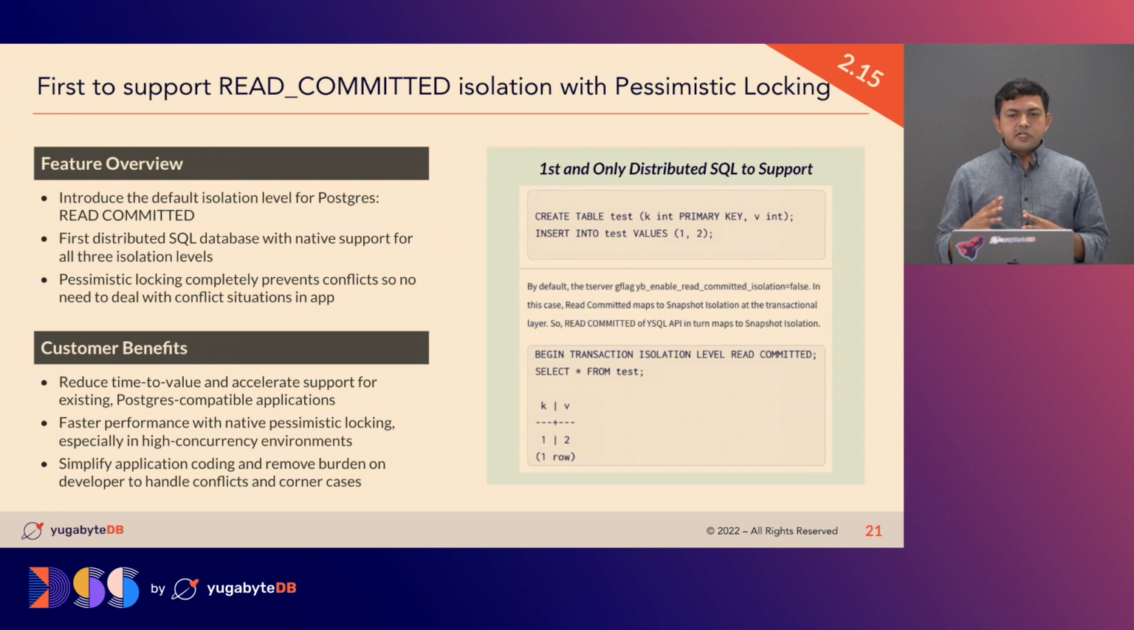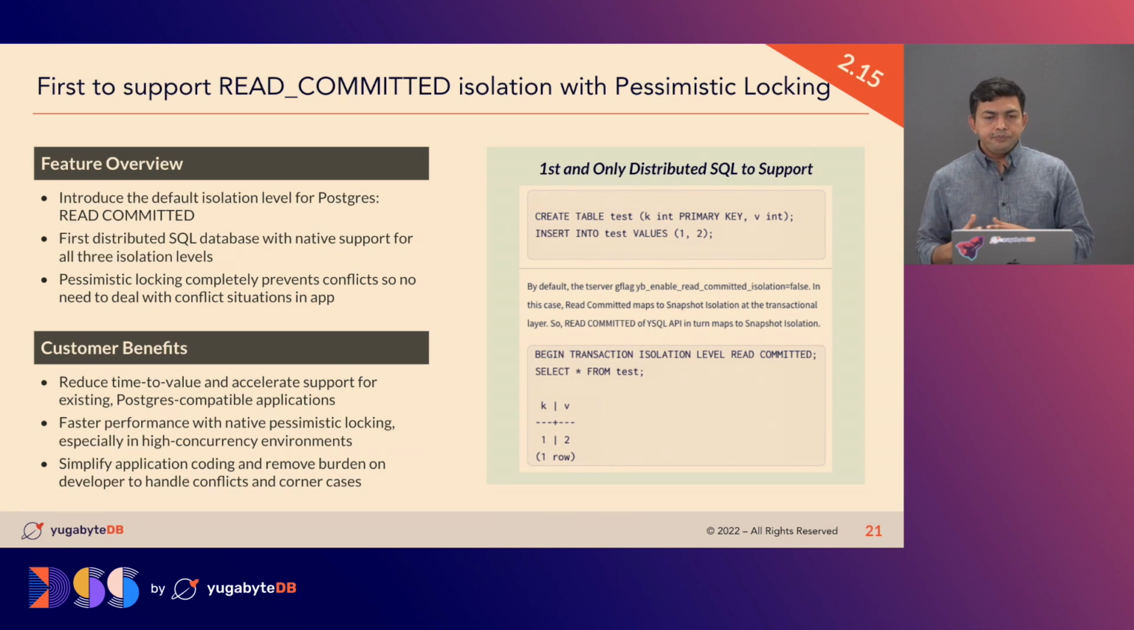YugabyteDB is the only distributed SQL database to support all three Postgres isolation levels. Read committed is the default isolation level for many databases including Postgres. And this is a big deal because for applications written with this isolation level in mind, if they were forced to use another level, it either requires updates to the application or can have impact on performance.